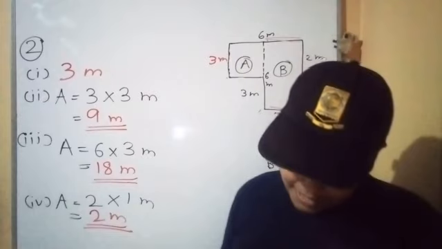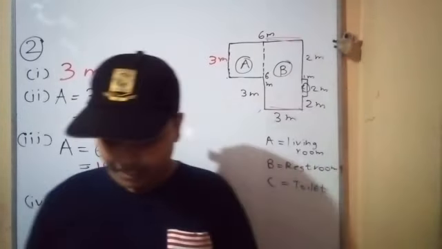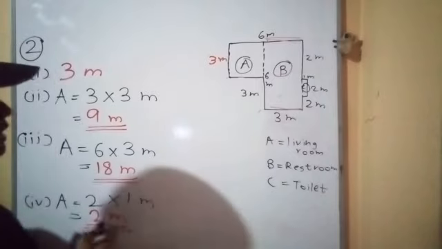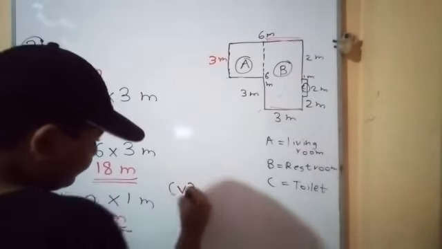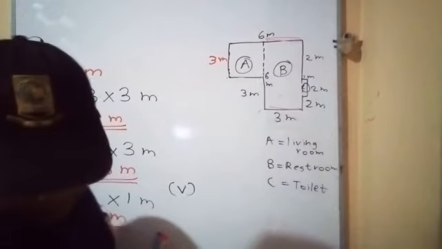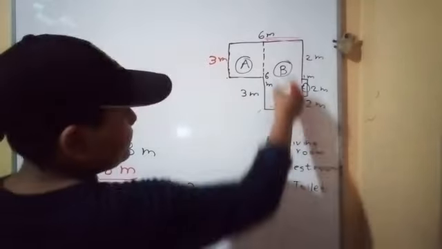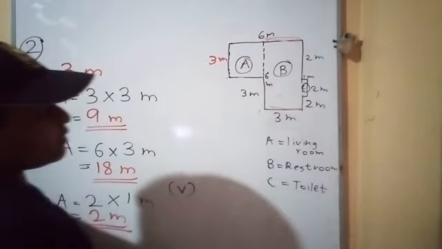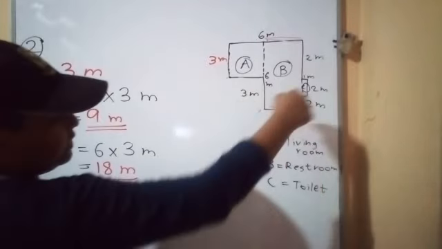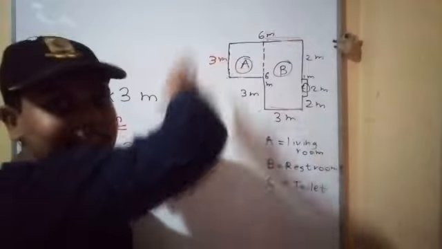Fifth one, find the total perimeter of the restroom. That fifth sub-question is given: find the total perimeter of the restroom. Now, let me find that. This is the restroom. This big one. This full is the restroom.